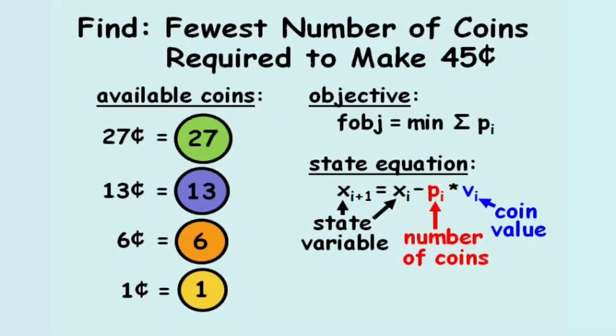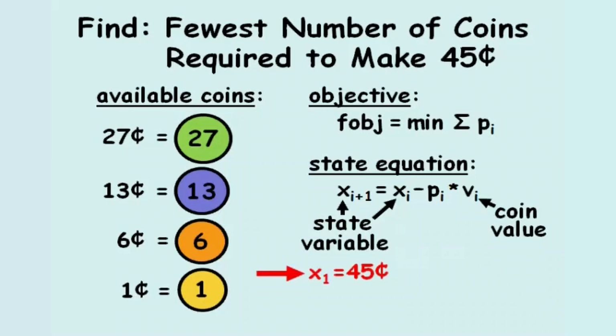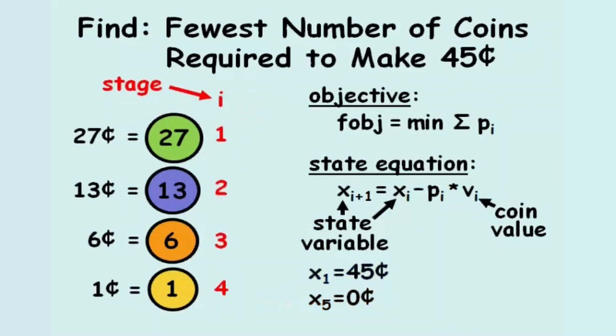From the state equation, we'll assign the constraint x1 equals 45 cents and x5 equals 0 cents, which means we must start with 45 cents of change left to be made, and we must end with 0 cents of change left to be made. We'll subdivide the problem into 4 stages, where i represents the stage, and variable Vi represents the value of the coin at stage i.